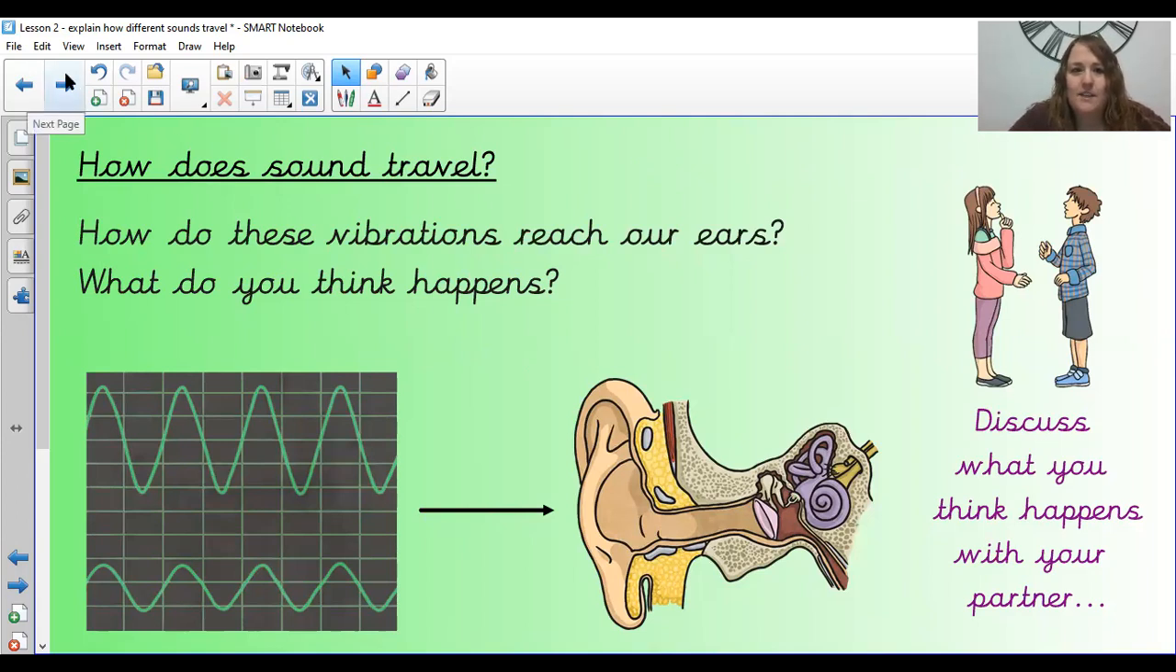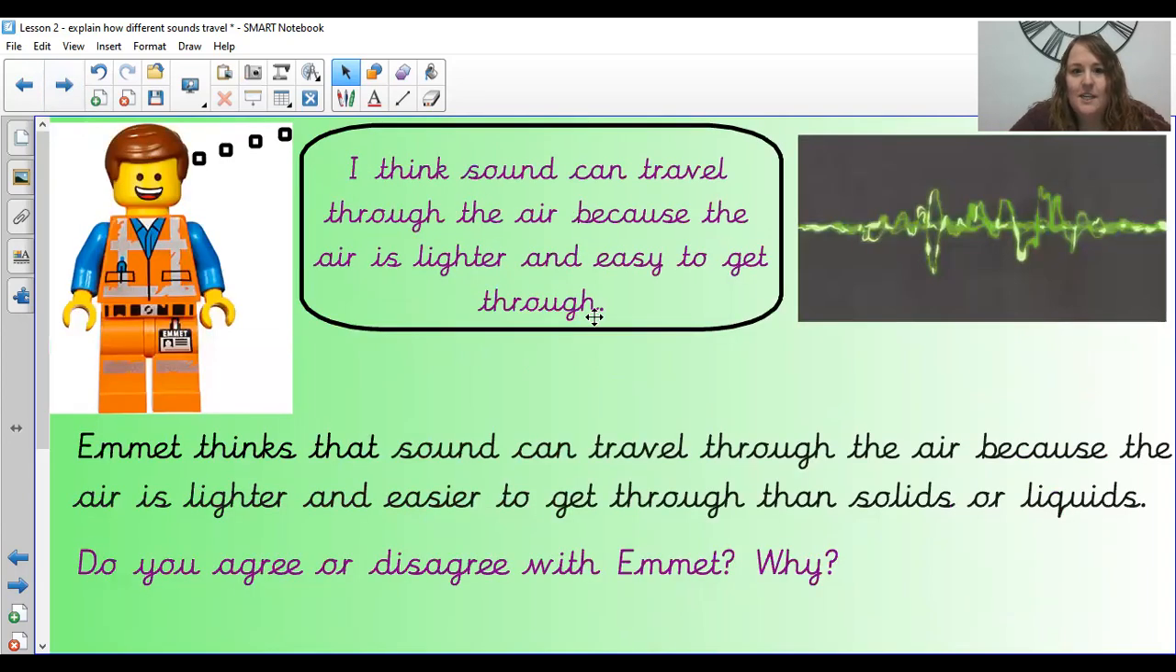Okay, well done for having those discussions. Let's find out. Oh, it's what Emmett thinks first of all. Emmett thinks, I think sound can travel through the air because the air is lighter and easy to get through. So Emmett thinks it can get through and it's easier to get through than solids or liquids. Do you agree or disagree with Emmett? And have a think about why. So again, you can pause it here if you need to, or just have a think about what Emmett said. Is it because it can go through air? Because air is quite light or very light.